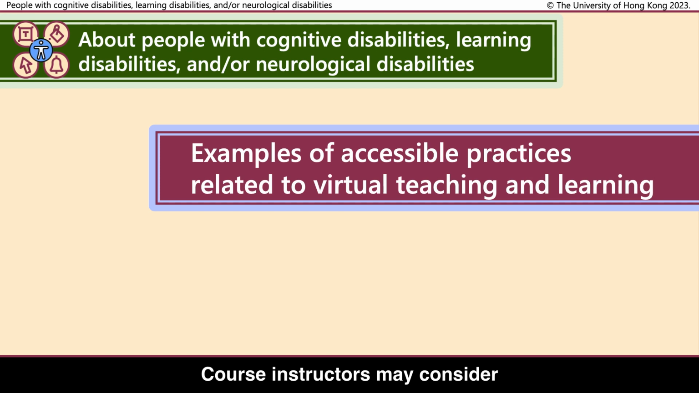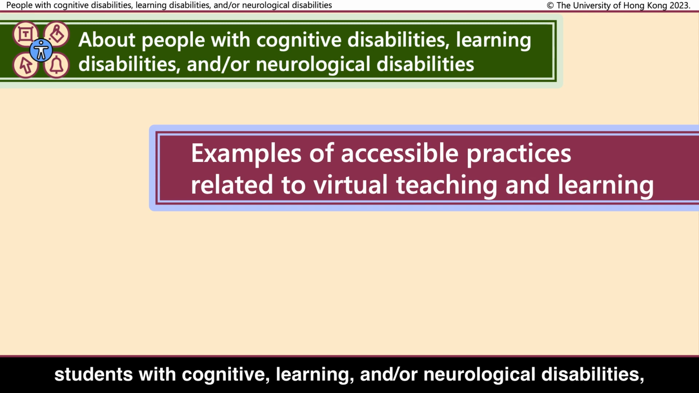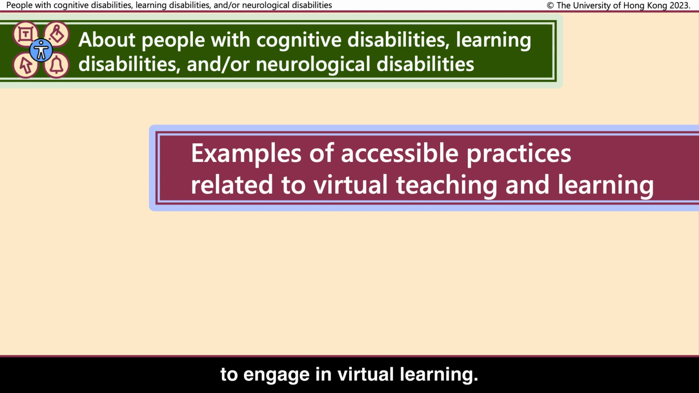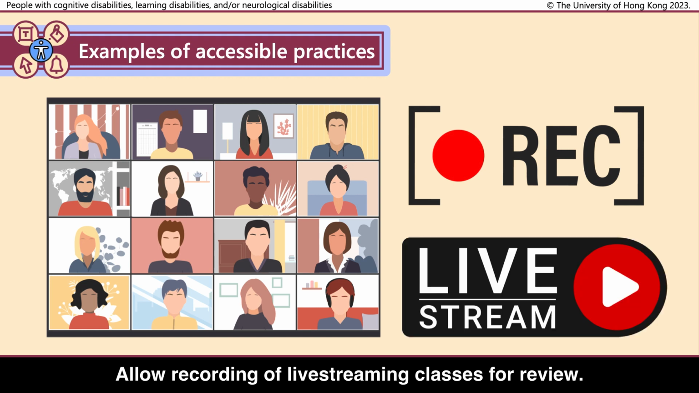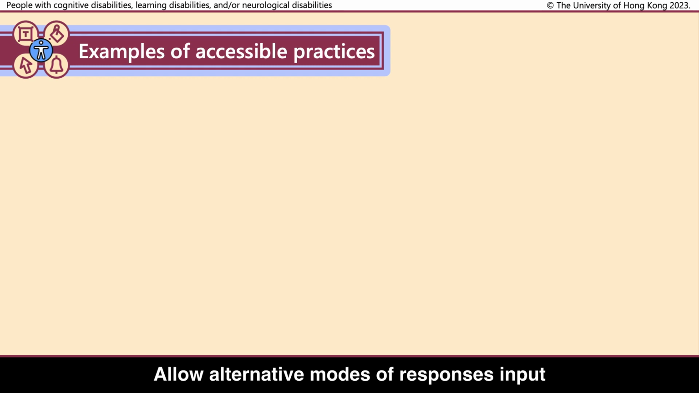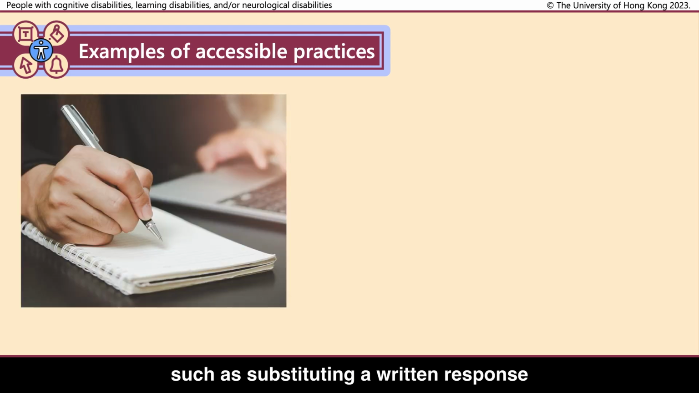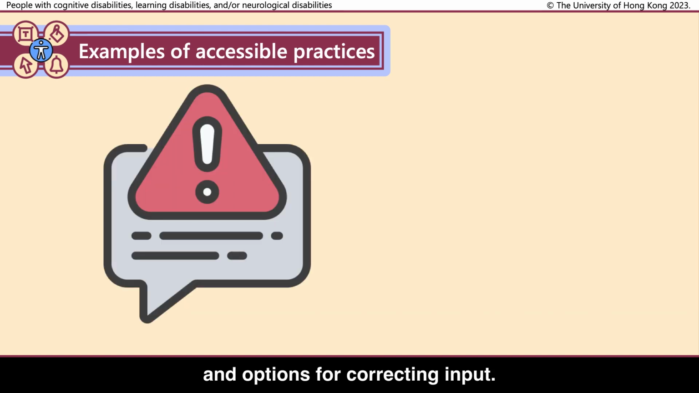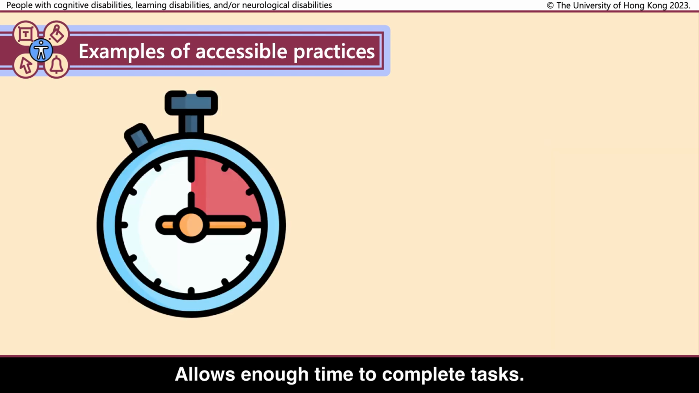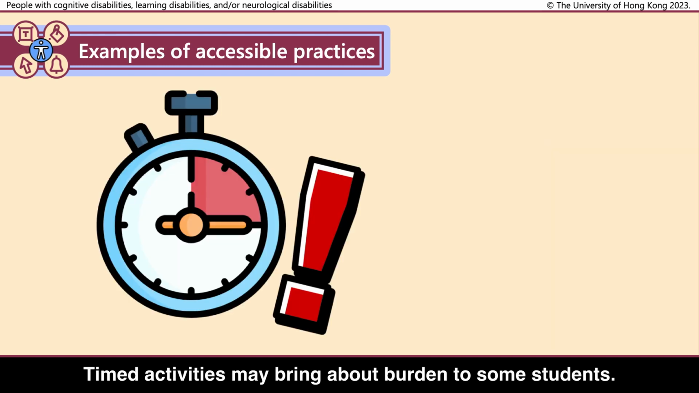Course instructors may consider the following examples of practices to support students with cognitive, learning, and/or neurological disabilities to engage in virtual learning. Allow short breaks for live streaming sessions of long duration. Allow recording of live streaming classes for review. Allow alternative modes of response input, such as substituting a written response or a typewritten response with a verbal response for course assessment. Provide clear and helpful error messages and options for correcting input. Allow enough time to complete tasks. Timed activities may bring about burden to some students.